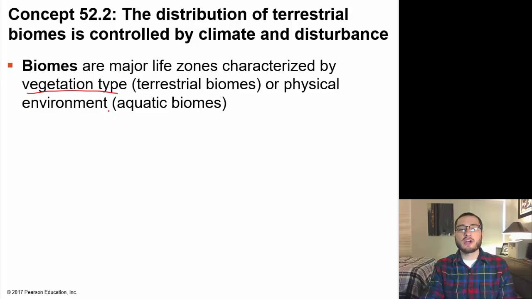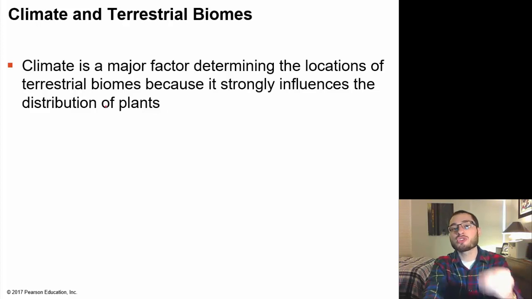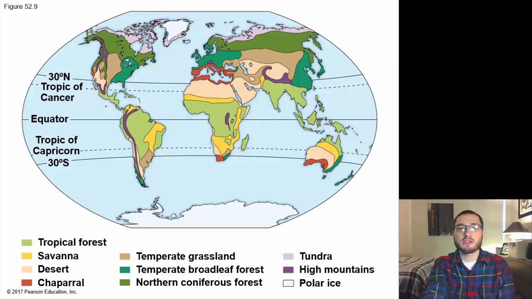So biomes are the major life zones characterized by vegetation type or the physical environment. So typically we're going to look at the type of vegetation that is there. That's going to dictate what biome we're looking at. Climate is a major factor determining the locations of the terrestrial biomes because it strongly influences which types of plants, as well as the distribution of those different types of plants, are there.